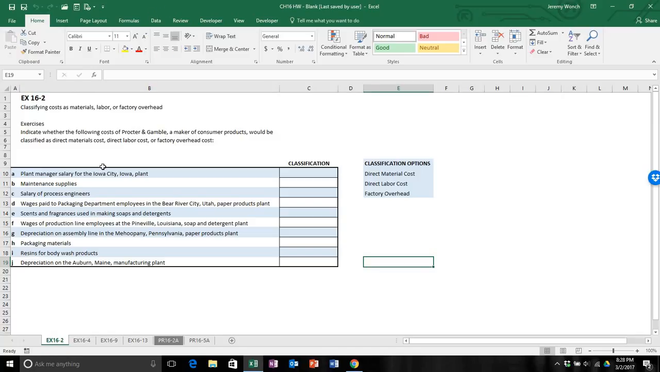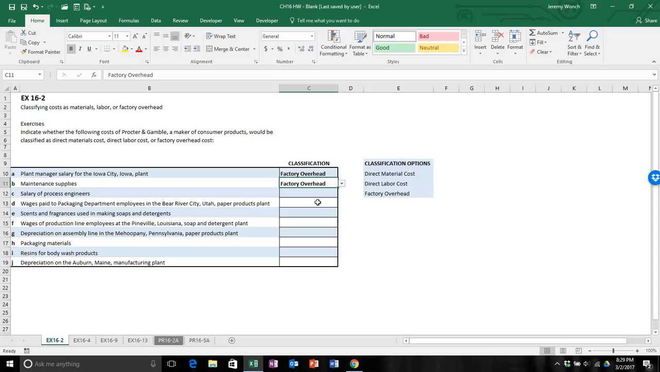So the first one is a plant manager salary for the Iowa City plant. A plant manager usually isn't spending all his time on one single product or even one single product line. So that's not going to be directly related to a product, and that means it's factory overhead. We have maintenance supplies. Maintenance supplies aren't directly related to a product. They go into a lot of different things, and the chances are they're also not going to be significant either. At least we hope we don't have significant costs there. So that's going to be factory overhead as well.